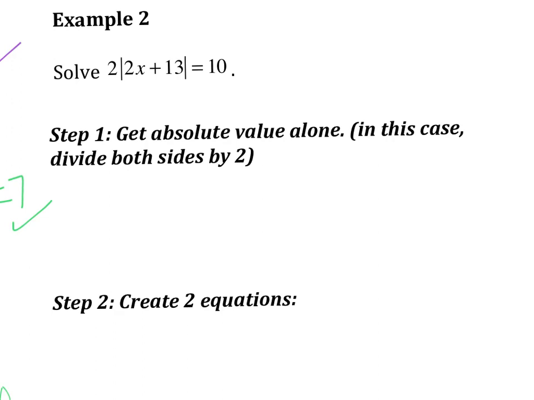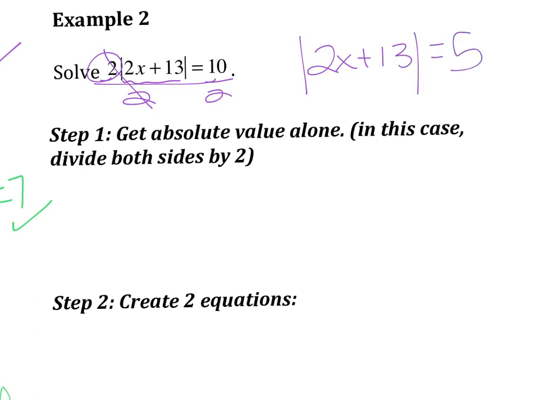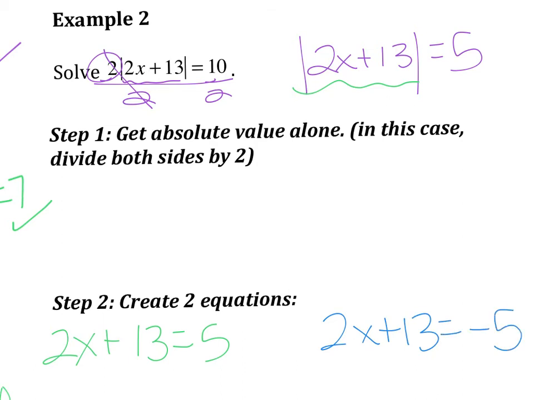So in example 2, we want to get that absolute value by itself, but you will see that it's being multiplied by 2. So we need to divide both sides by 2. And what happens is when we take 2 times absolute value, do not distribute that. You can't distribute with absolute value. Instead, we're just going to eliminate those 2's, and we're left with the absolute value of 2x plus 13 is now equal to 5. That absolute value part is by itself, and now we can break it into the two equations. So we'll have 2x plus 13 is equal to 5, and 2x plus 13 is equal to negative 5.